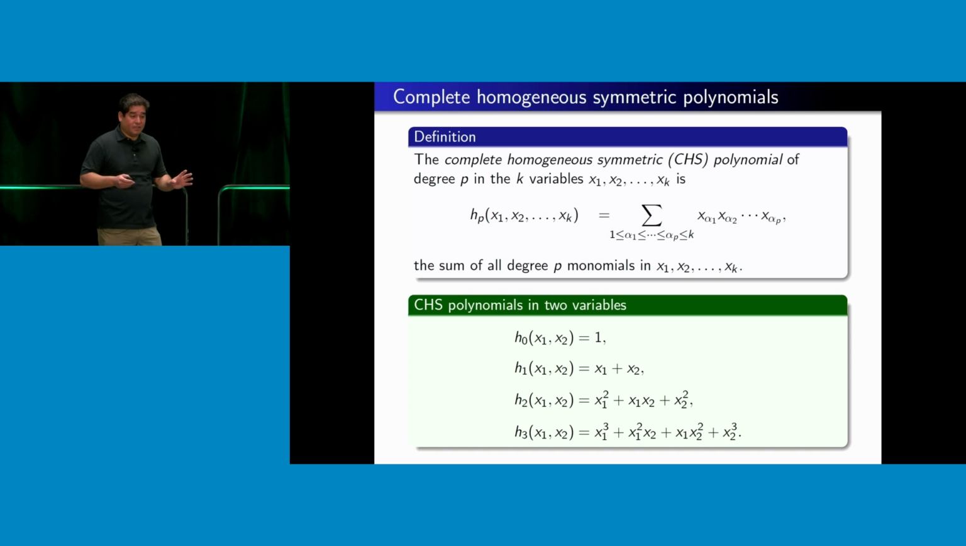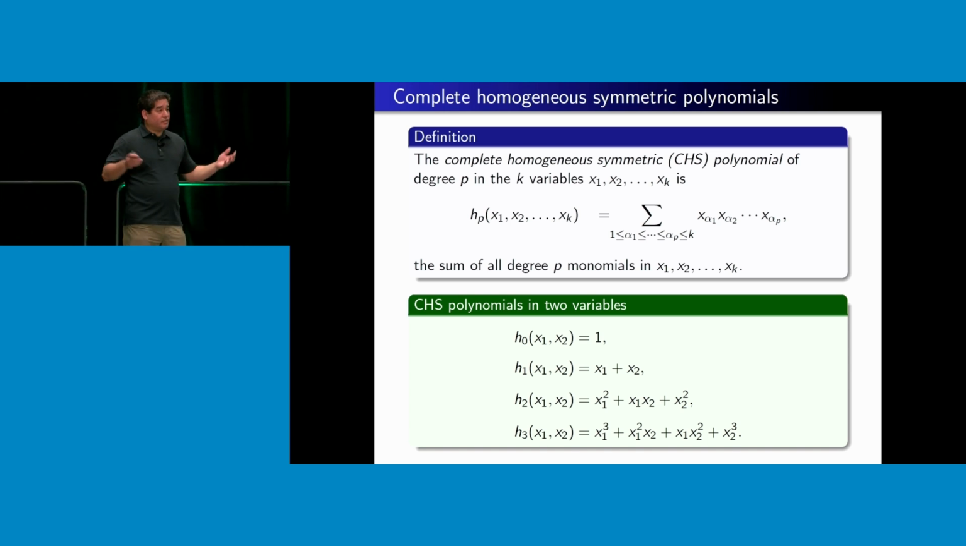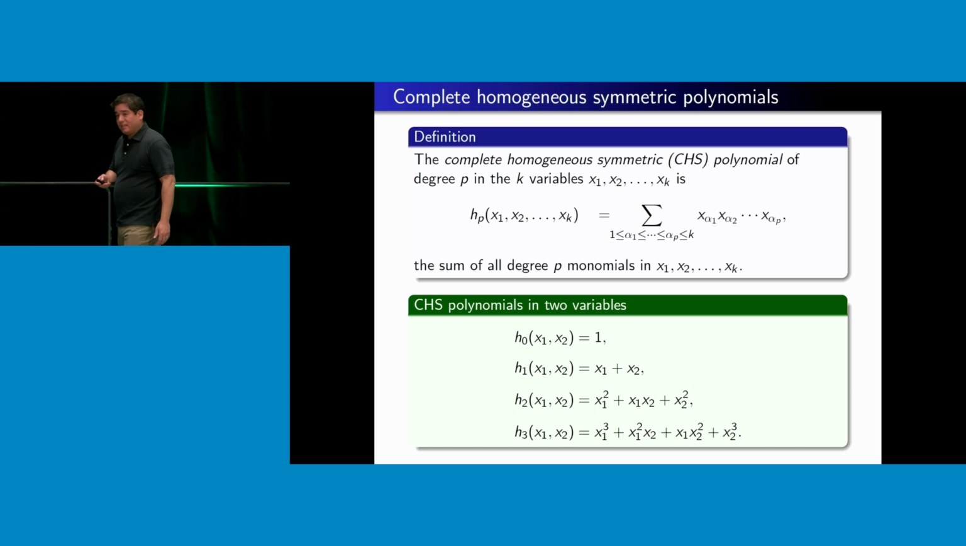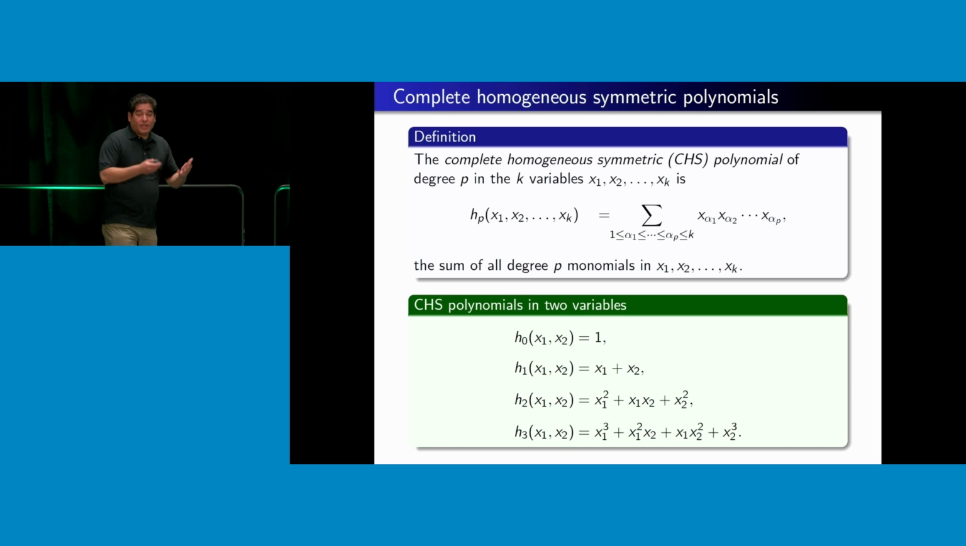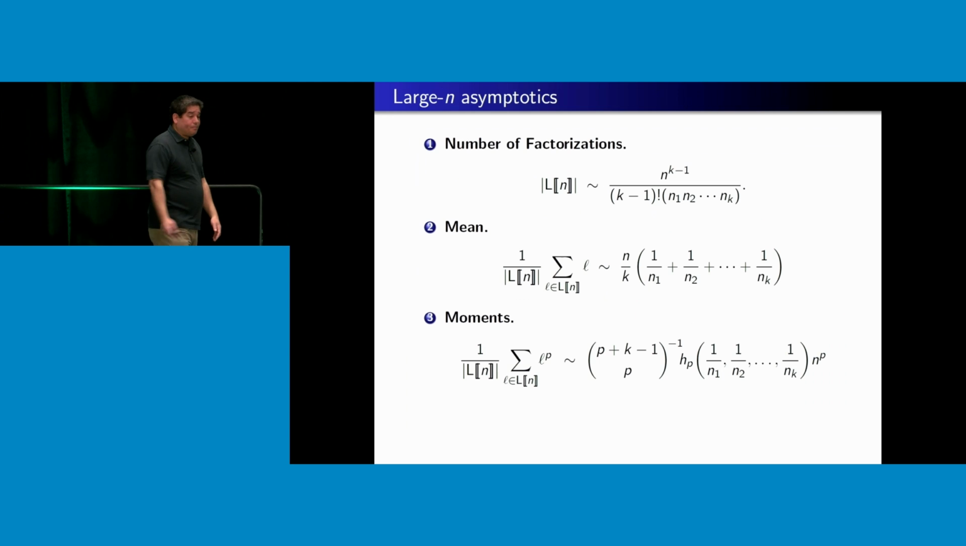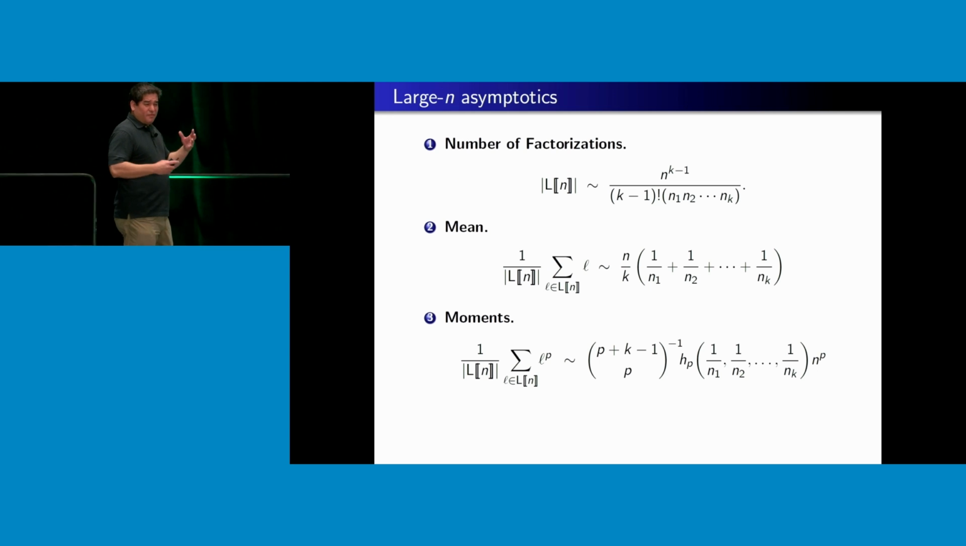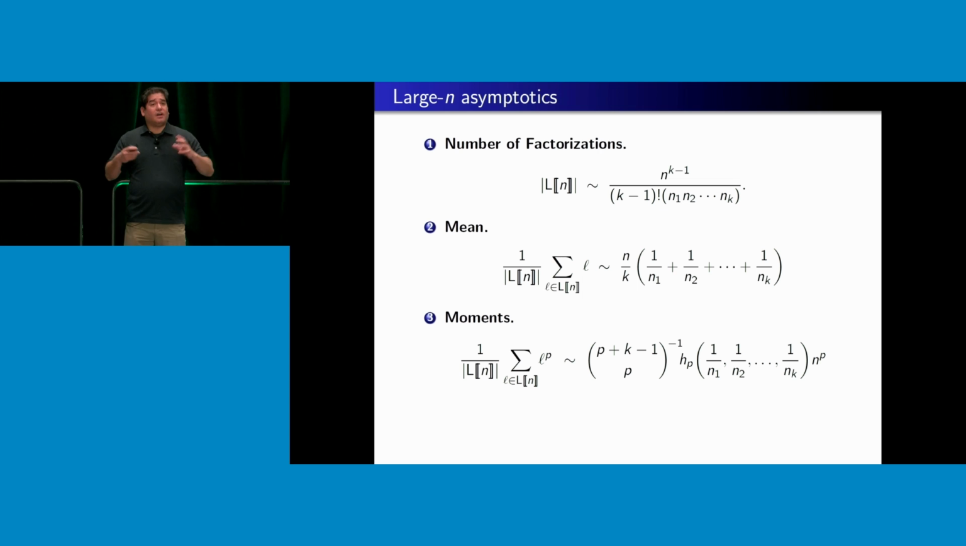So that's the key thing. These are the CHS polynomials. They're super nice, very symmetric looking things that come up more in algebraic combinatorics, representation theory, and that sort of stuff than chicken nuggets.